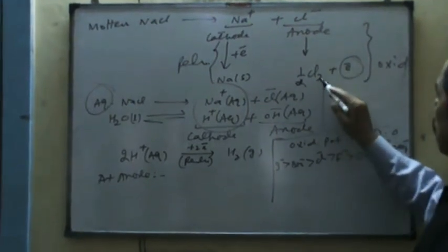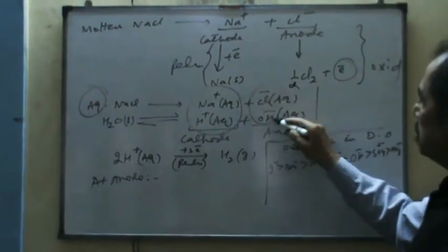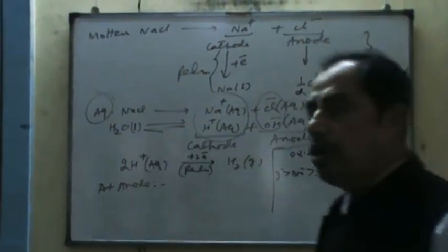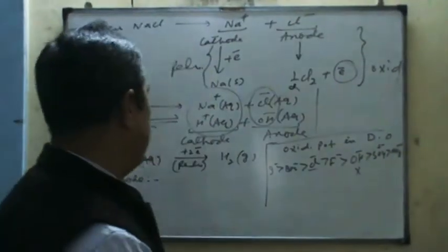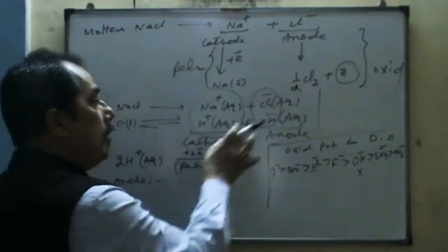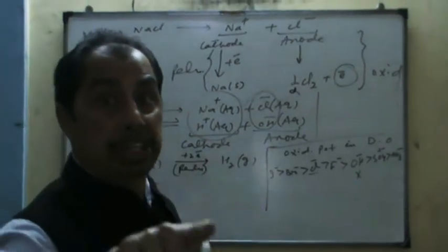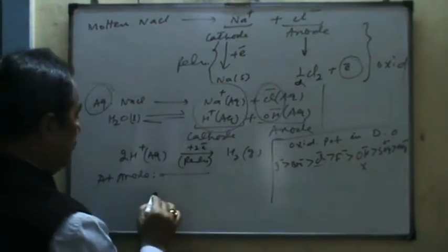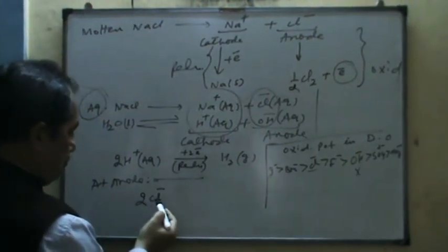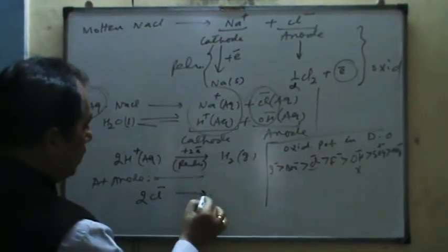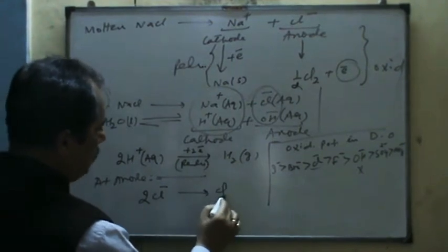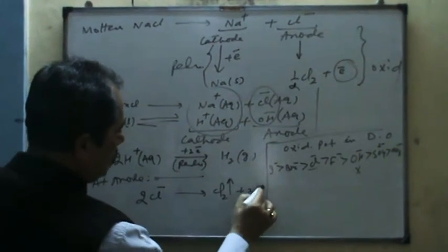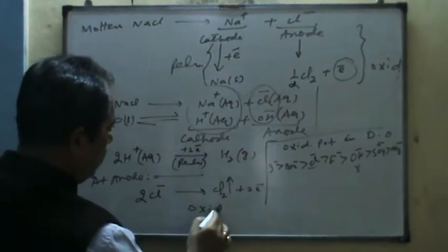Out of chloride and OH, which has more oxidation potential? Obviously chloride has more oxidation potential. There you took reduction potential, but at the anode you have to take oxidation potential. So at the anode, what will happen here? This is chloride negative. Take 2 particles of chloride ion, then it forms, you see, oxidation: Cl2 gas is liberated and 2 electrons are lost. What is this? Oxidation.